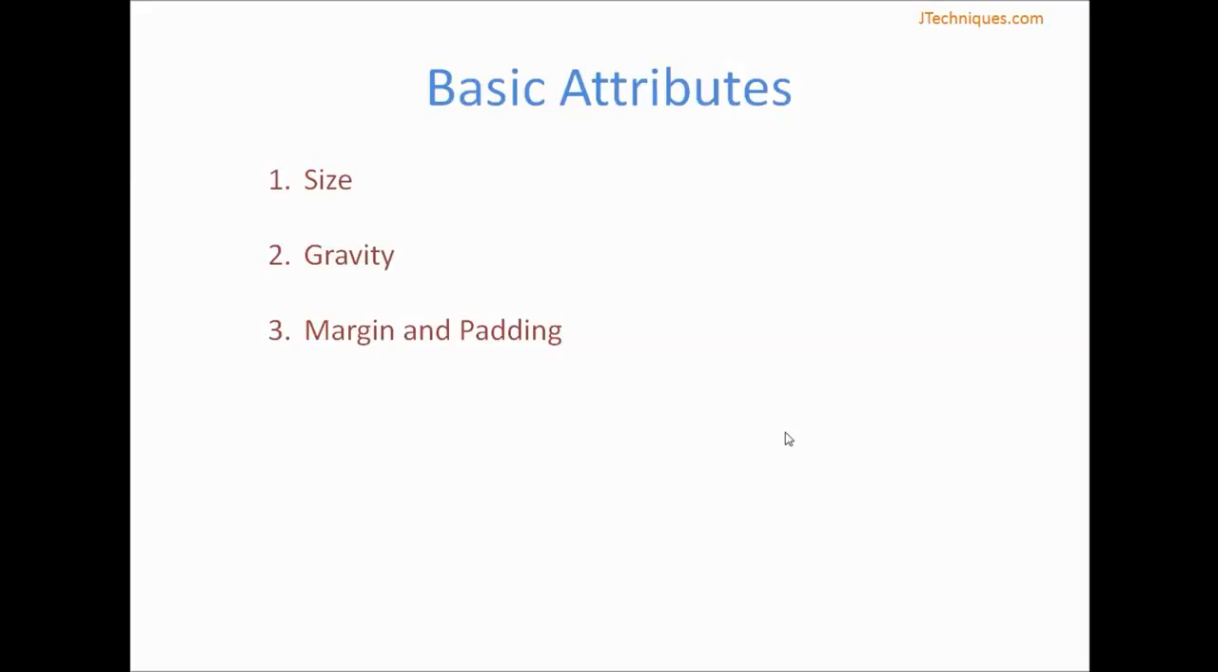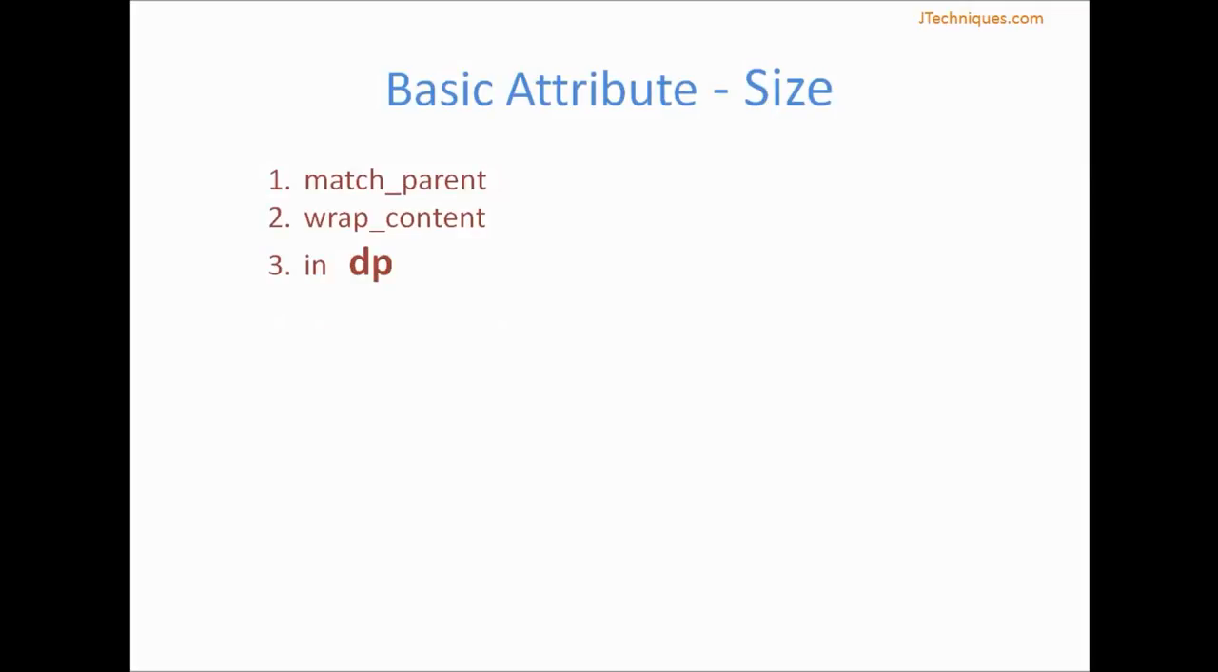Let's look at basic attributes that you need to know while working with layouts. There are three main attributes. First one is size, second gravity, and margin and padding. Let's look at each of them. You can specify size of element in three different ways. As we saw in the example, we can specify match parent or wrap content. Match parent means it takes the same height and width as of its parent. Whereas wrap content, it will take only the height and width that is required to display the content. The third and most important one is by specifying DP.